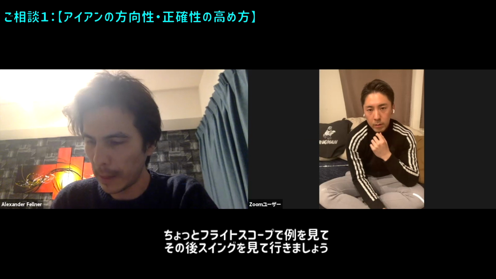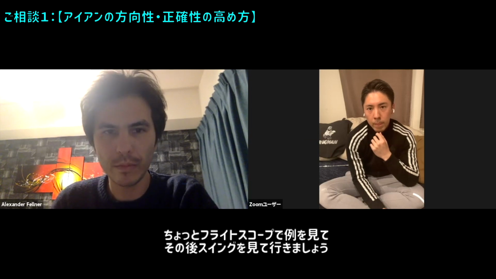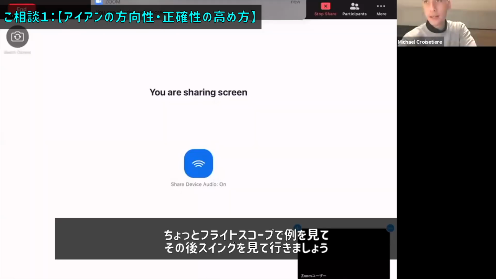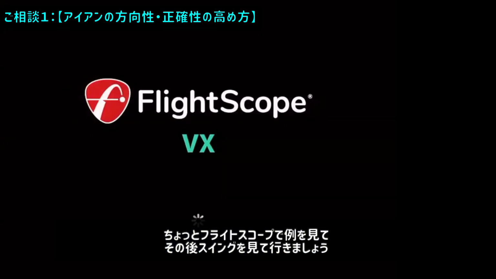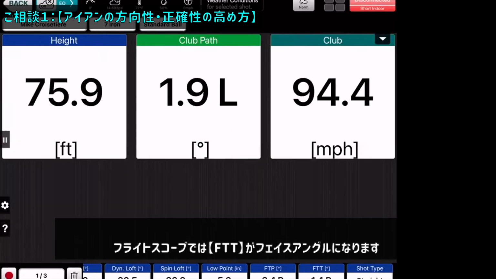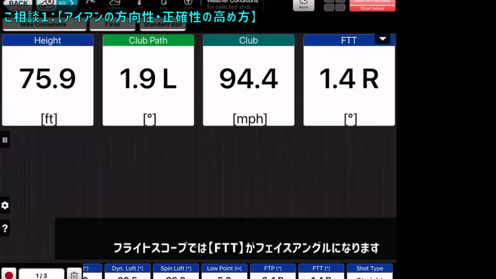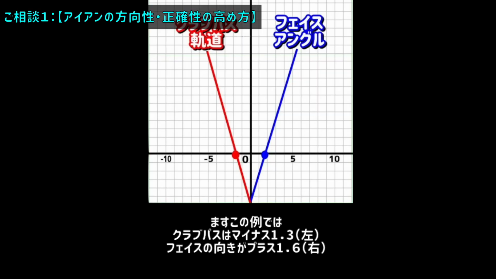So here, I'm going to share the screen. Just to give him a little more of an actual scenario, we can hop over to FlightScope and I'll show him a couple real quick. And then don't worry, we're going to move on to swing stuff. We'll get deep. FlightScope uses face to target, just FYI. So what you're seeing here is the club path at 1.3 left. If he thinks about an XY graph, on the y-axis his club path will be 1.3 left, and then the face will be 1.6 right.